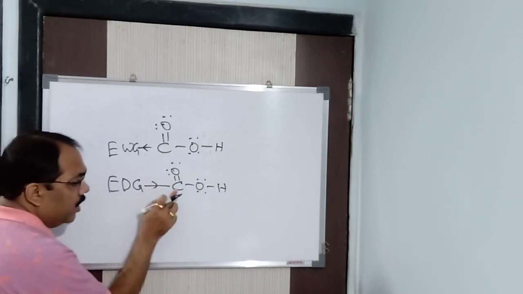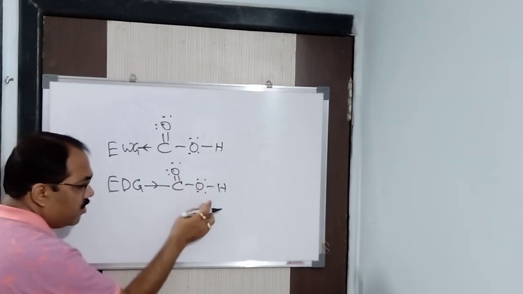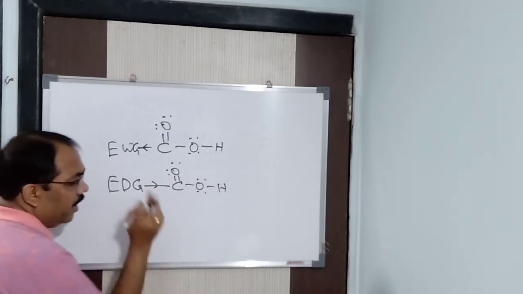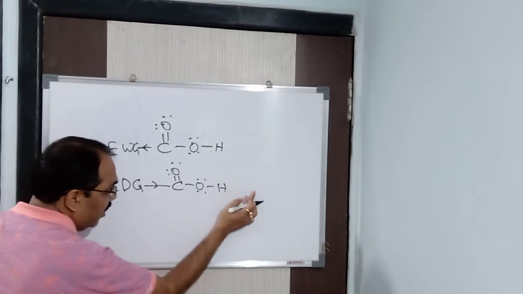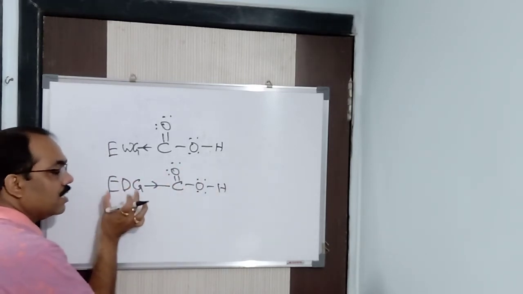So hence the electron donor group, the electron pumping group, gives electrons to this particular carbon atom. As a result, carbon is not going to borrow electrons from this oxygen, due to which the cleavage of this bond does not take place readily, and due to this reason H plus ion is not readily released. So hence the electron donor group decreases the acidic character.